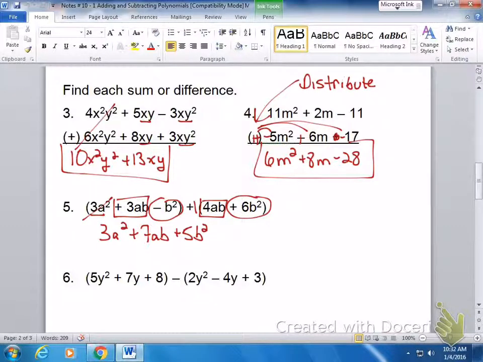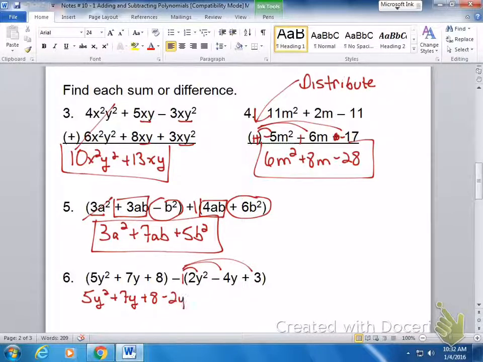That will work on addition problems, but it will not work on the second one as far as just leaving the parentheses. This one is subtraction. We have to distribute our negative 1 before we can do anything. So I have 5y squared plus 7y plus 8. I distribute the negative. I have negative 2y squared plus 4y minus 3. But now we're right back in the same boat we were. So I'm going to look at my y squareds first. Looks like I have another one over here.